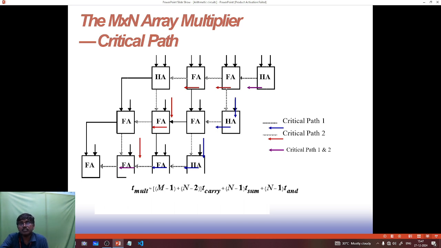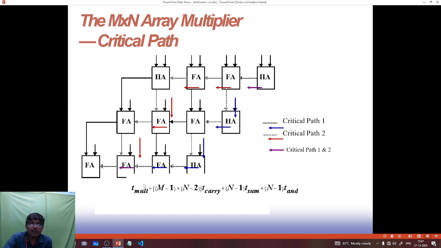And this is the m cross n array multiplier with the critical path. In the critical path, the blue arrow is critical path 1, the red path is critical path 2, and the brown path is critical paths 1 and 2.